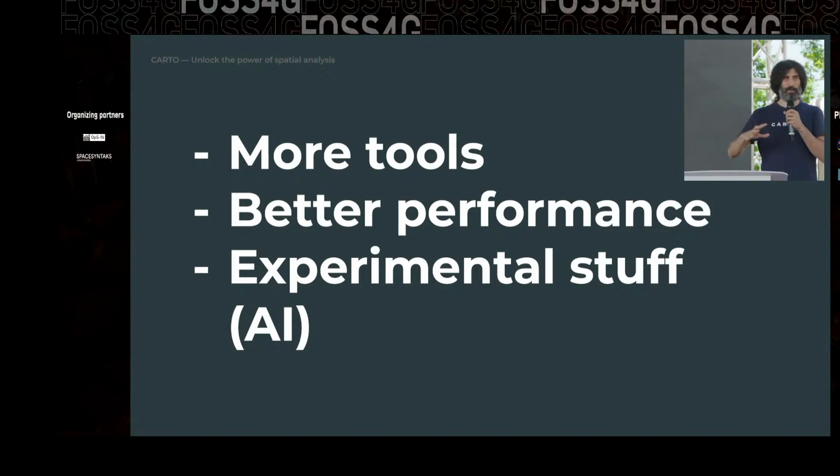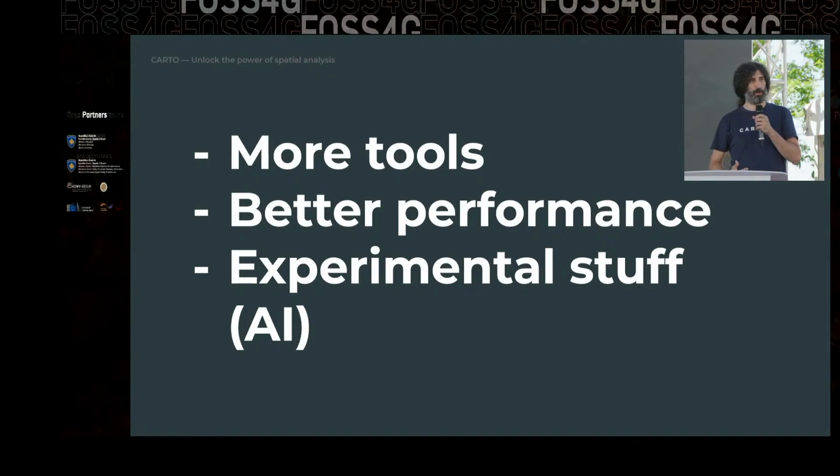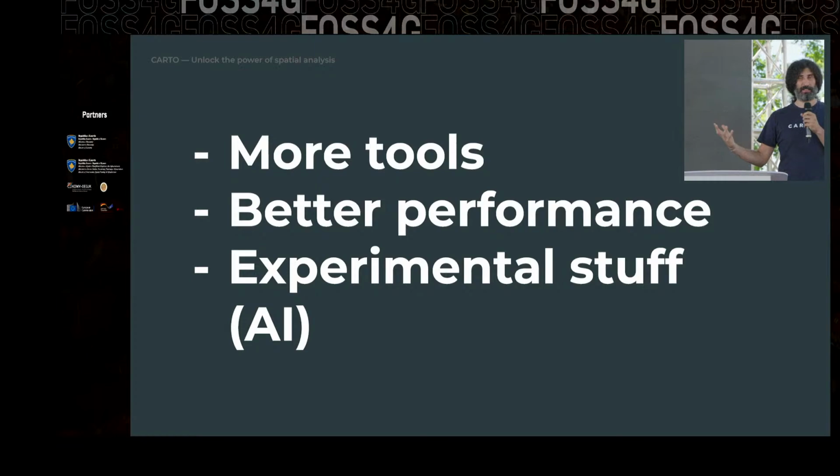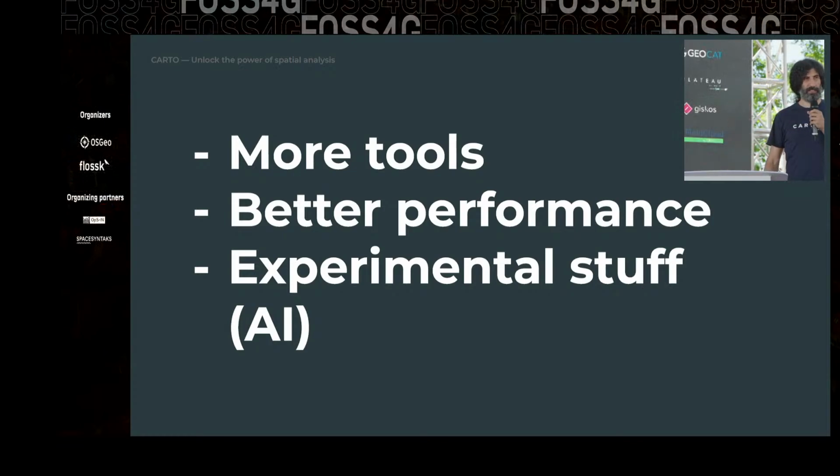We're constantly thinking about large datasets, so we need better performance. Some of the functions in the Analytics Toolbox work fine with huge datasets. We have recently added a lot of improvements for the spatial indices functions to work with even larger datasets, but we still need to improve the performance, and we're always trying to get better performance. And we're also trying to add some experimental stuff.